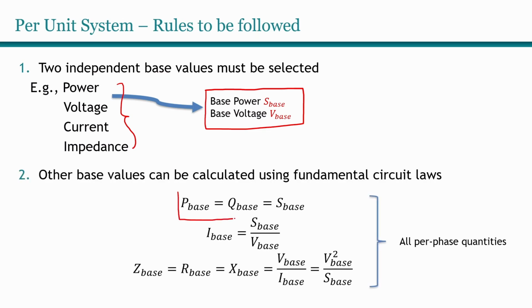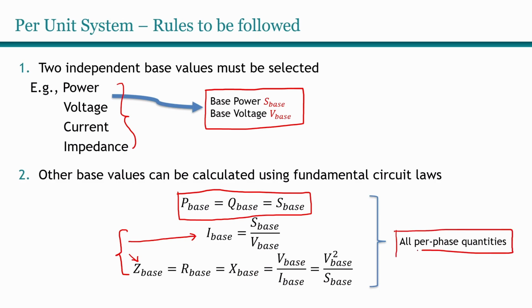The active, reactive, and apparent power bases are identical. The current base and the impedance bases can be calculated as shown. The important thing to note here is that all these quantities are per phase quantities, not three-phase values.